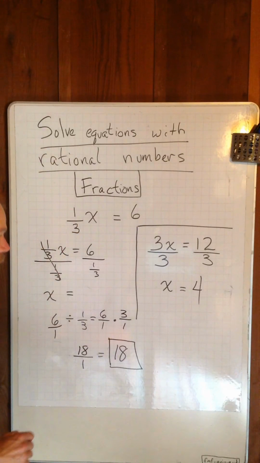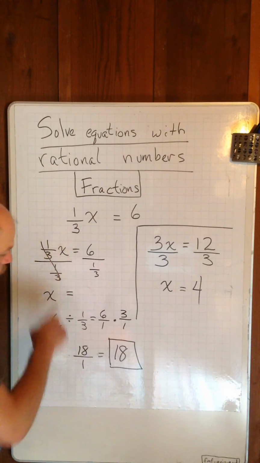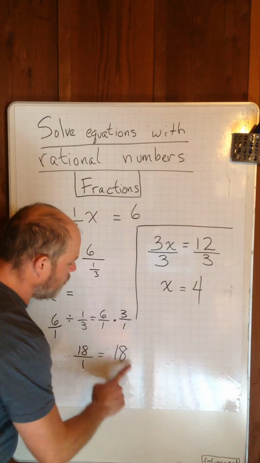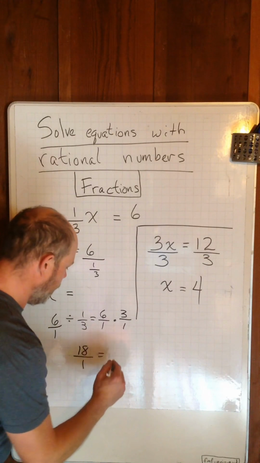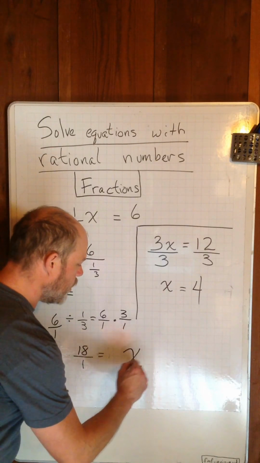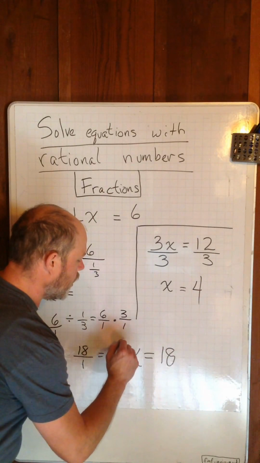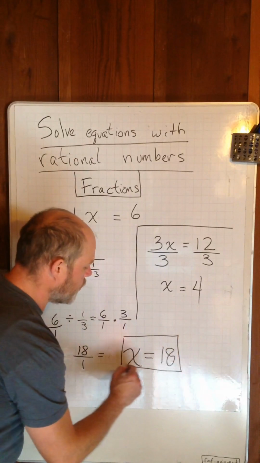I box my answer always, although I'm not quite done with my answer, am I? Let's always be careful. Recognize, make a mistake, and learn from it. So we go x equals 18, and then I box my answer.